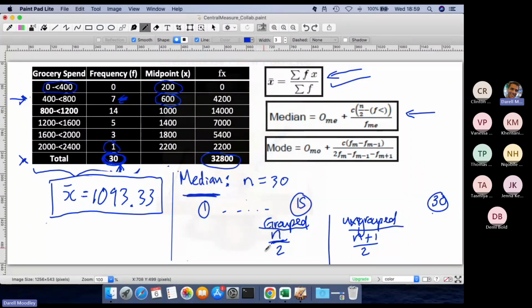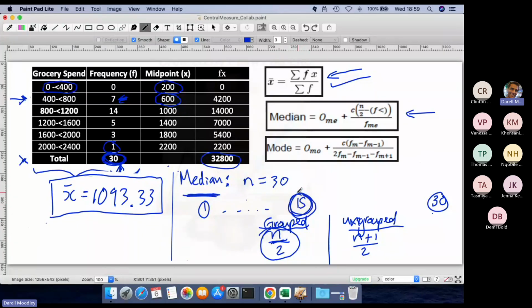So don't use n plus 1. Keep that in mind, you would get marked wrong for that. Use n over 2 for grouped, and for ungrouped, use n plus 1 over 2. If you're using n over 2, you would get 15, because 30 over 2 is 15. So it's the 15th person.